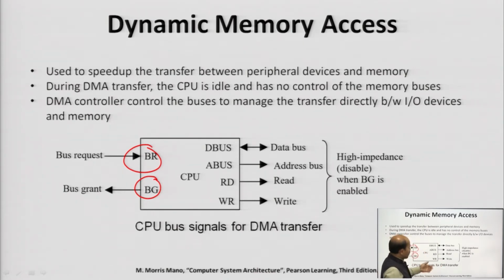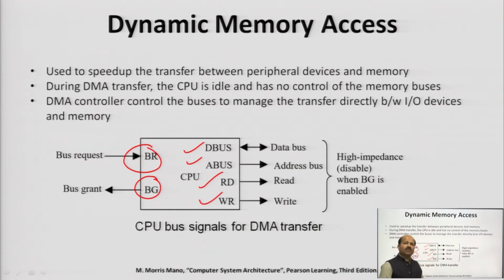There are a few more signals you can see. The data bus is generally used to transfer the data, the address bus to transfer the address for a particular location of memory, and there are the read and write signals.